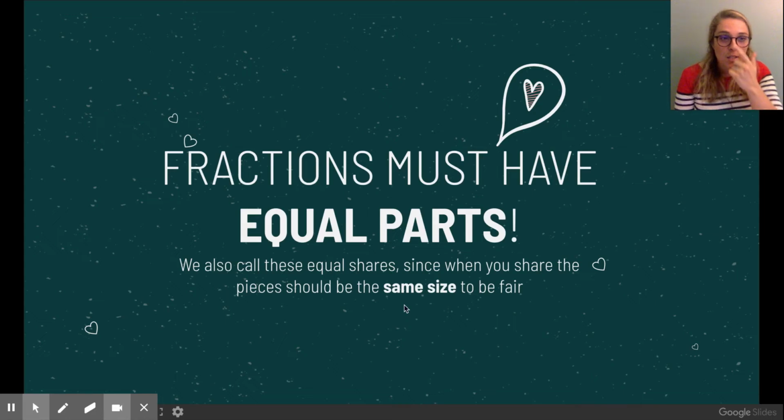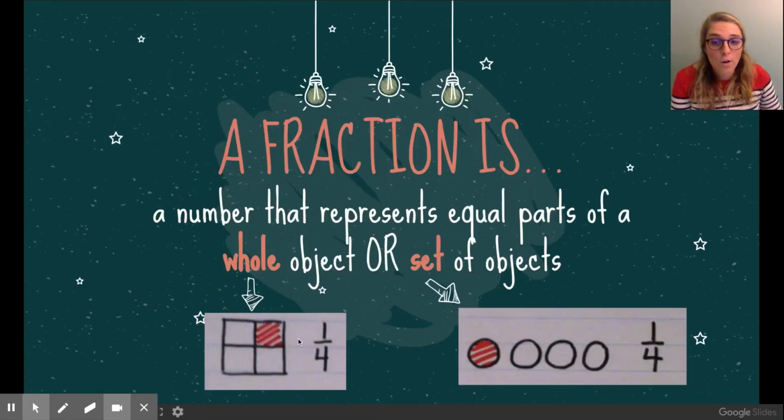You're not being fair. So, equal parts or equal shares are very necessary for a fraction because, in order for us to say, for example, that 1/4 of this whole square is shaded, I need to know that each of these pieces are equal. If each of those pieces are not the same size, I can't be sure that one piece is a fourth of the square.